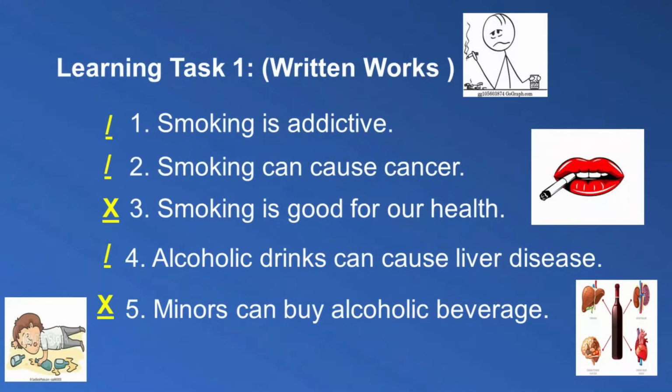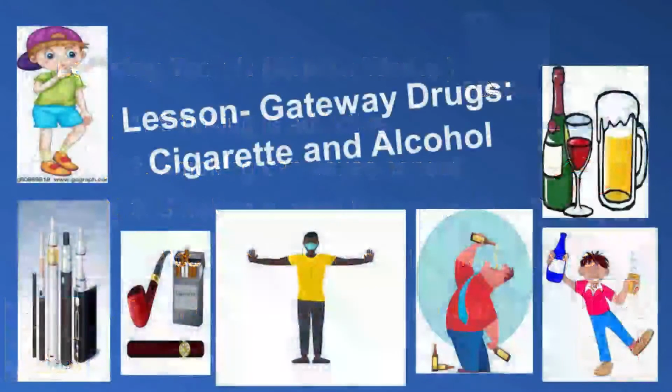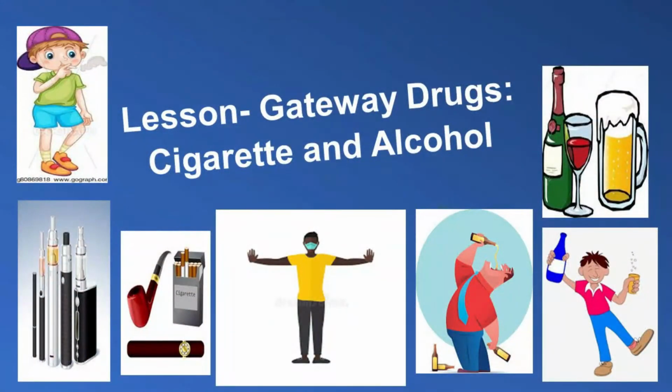Substances of abuse are substances that are commonly abused by users. There are 6 classifications of substances of abuse. So based on your task 1, what do you think is our lesson? One of the substances of abuse is gateway drugs: cigarettes and alcoholic drinks. So learners, stay with me.